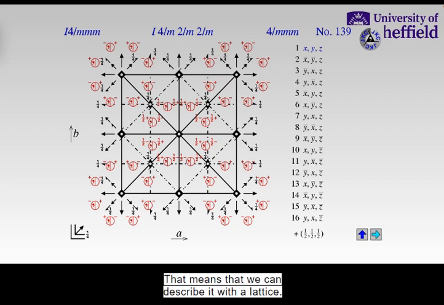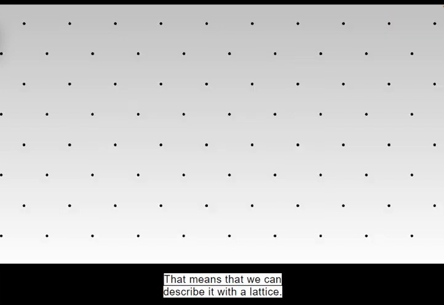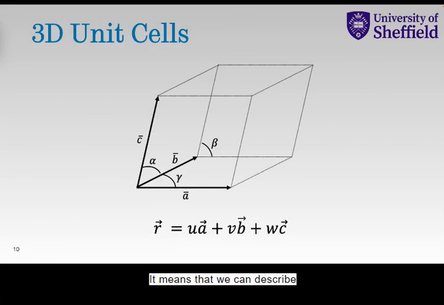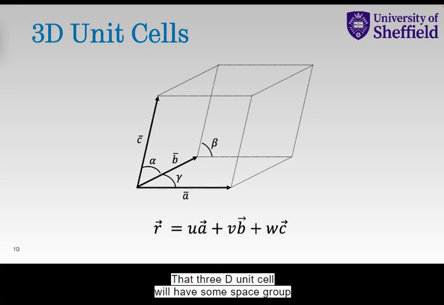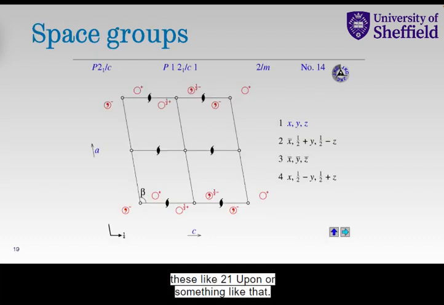And that means that we can describe it with a lattice. It means that we can describe it with a 3D unit cell. And that 3D unit cell will have some sort of space group associated with it that defines the symmetry elements that we observe within it. So it might be something like one of these, like P21 upon C, or something like that.